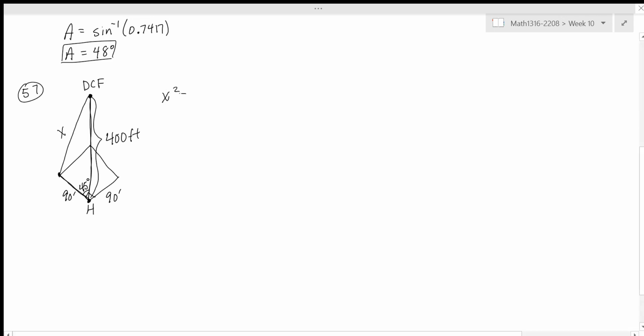So here's how that's going to set up. Using our side angle side formulas. That's going to be 90 squared plus 400 squared minus 2 times 90 times 400 cosine of 45.